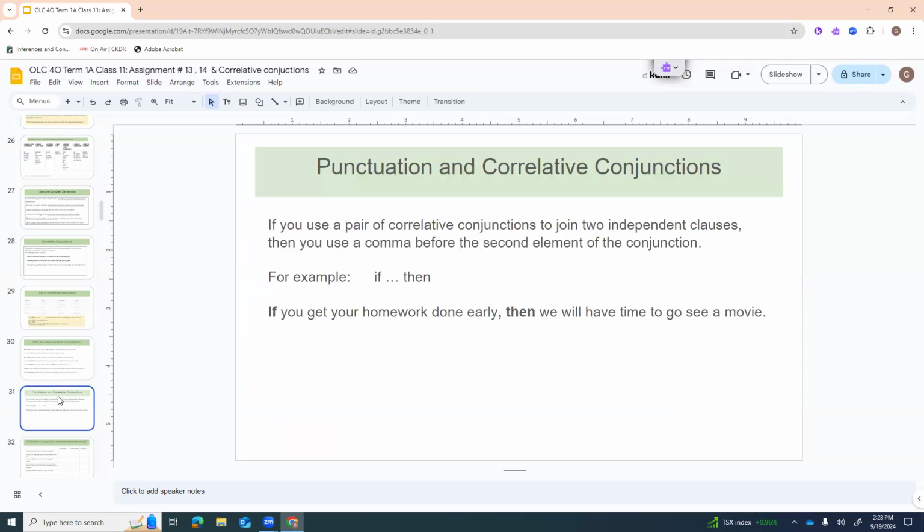Okay. If you use a pair of correlative conjunctions to join two independent clauses, you need to use a comma before the second part of the conjunction. If you get your homework done early, comma, then we will have time to go see a movie, period.